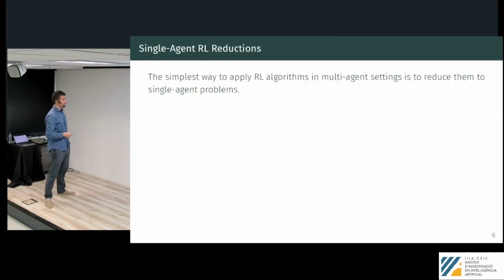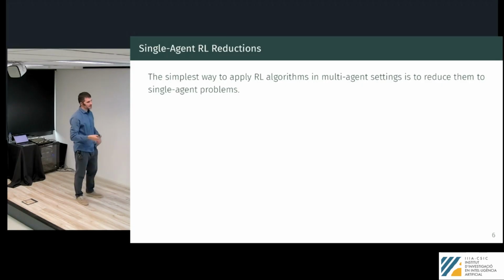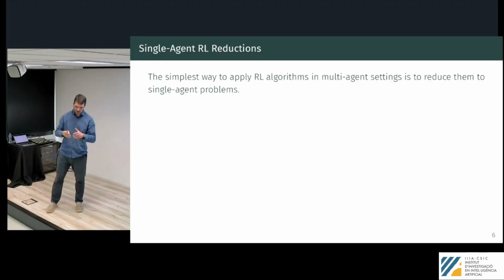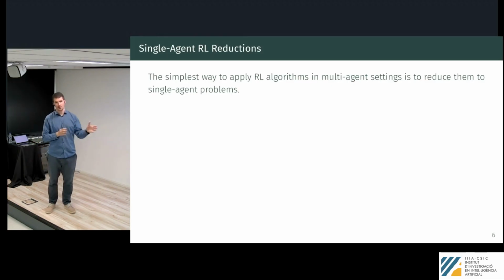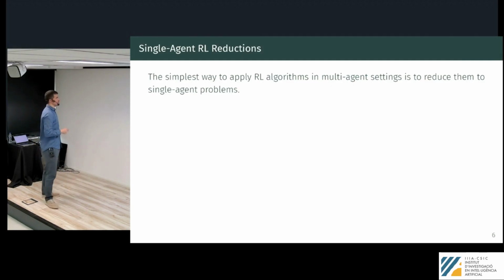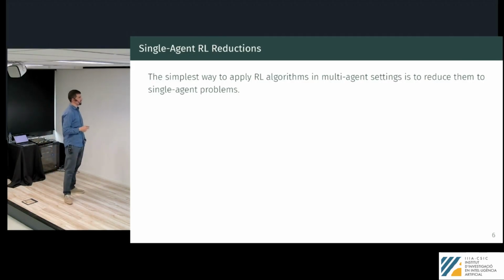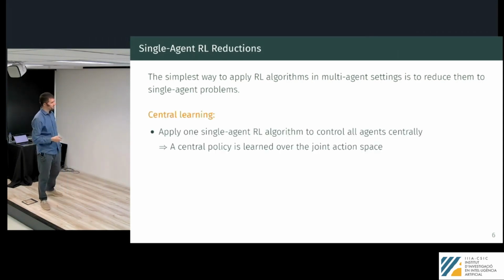Okay, so that was just some basics about the learning framework, the policies, and the convergence. There's many other types of convergence that we described in the book, but for simplicity, we're only going to stick with that. So let's see how we can actually use reinforcement learning here. The simplest way to apply reinforcement learning algorithms in these multi-agent settings is to reduce the multi-agent setting to a single agent problem. And there's basically two ways in which you can do this.